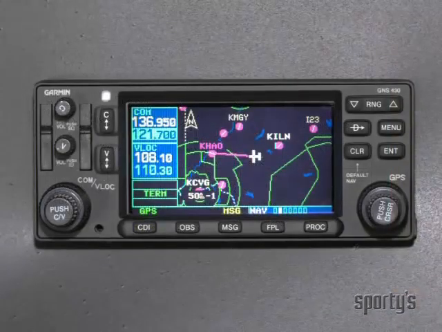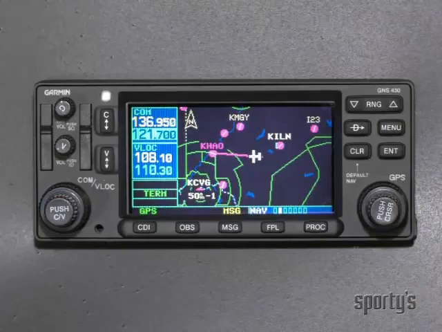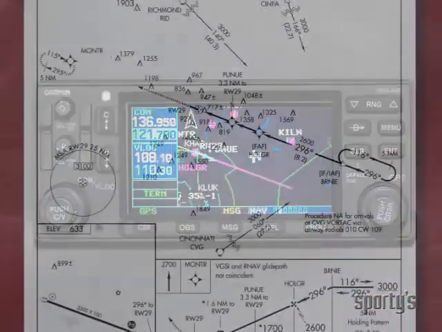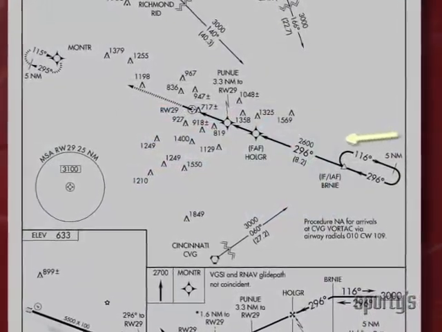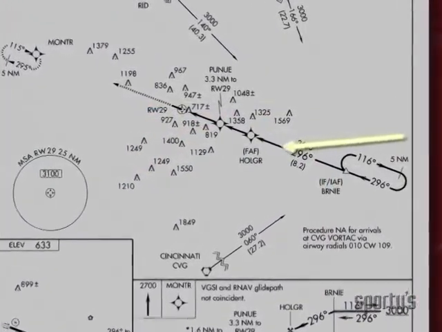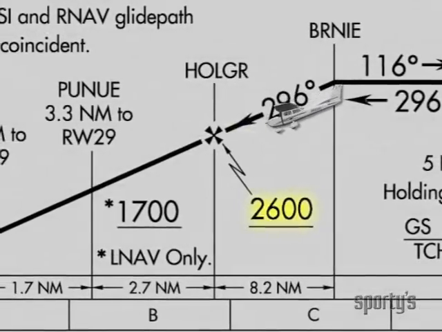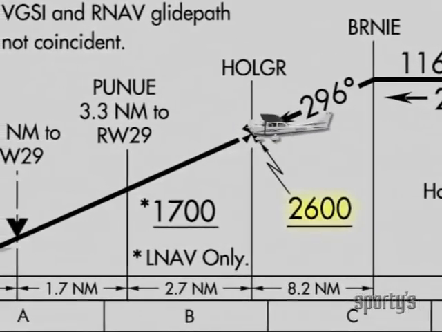Approaching Hamilton from the east, we load the GPS 29 approach into the 430W and activate vectors to final. Since we are getting vectors and there is no need for a course reversal, we will disregard the holding pattern at Burney. Passing Burney, we can descend to 2,600.